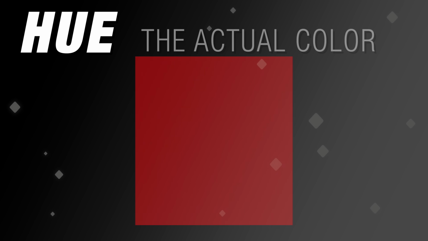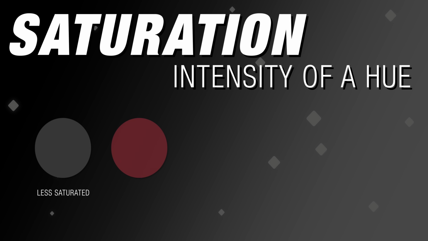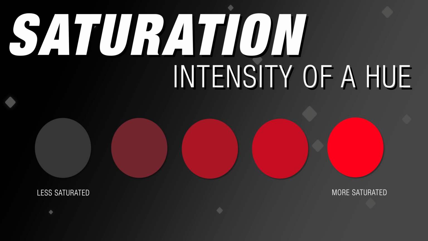Next is saturation, and that's the intensity of your hue. So little or no saturation is gonna give you a pale color, and if you completely pull out your saturation, it'll turn into a gray. Whereas in comparison with lots of saturation, you're gonna see an extremely vibrant hue.